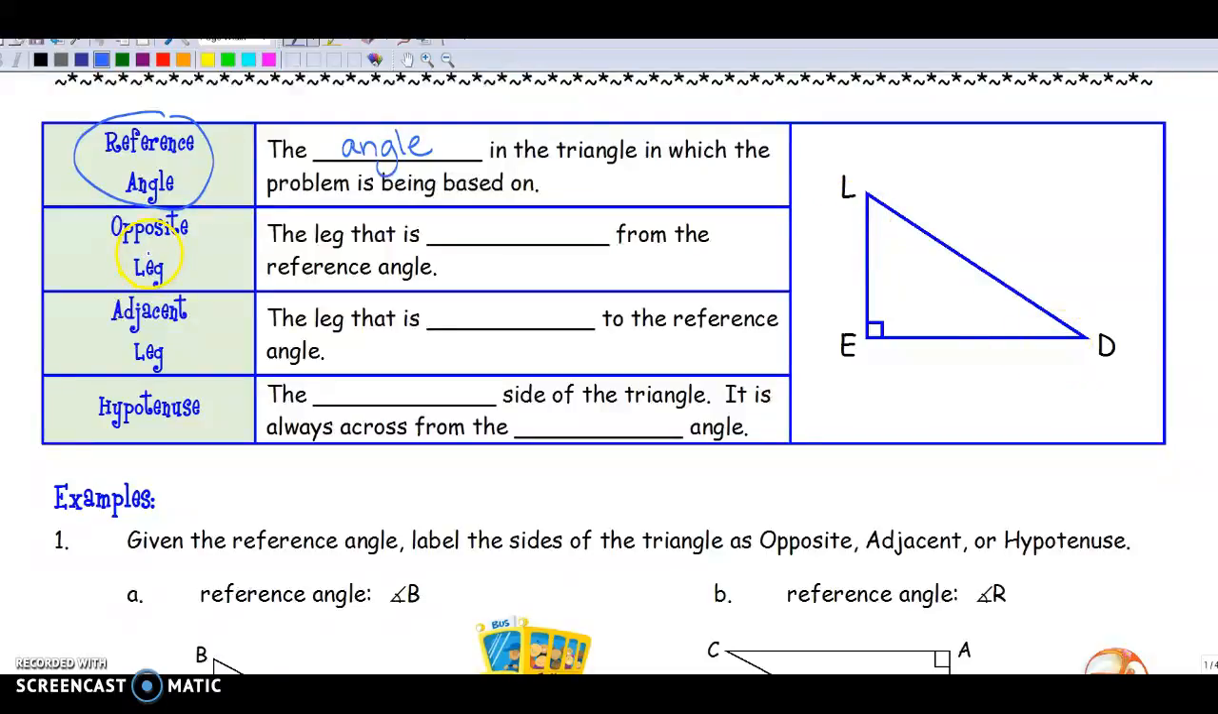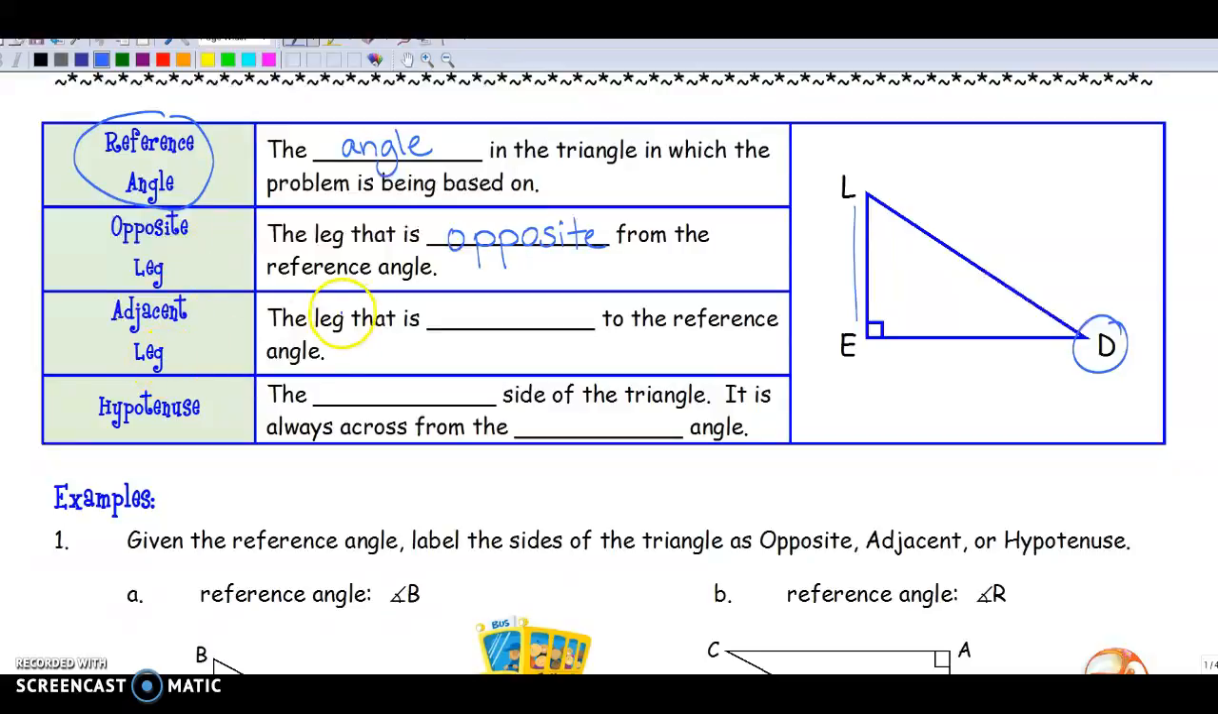The opposite leg is basically how it sounds. It's the leg that is opposite from the reference angle. So if we were talking about, let's say, angle D, the leg or the side that's opposite angle D would be this side, LE. So LE would be the opposite leg.